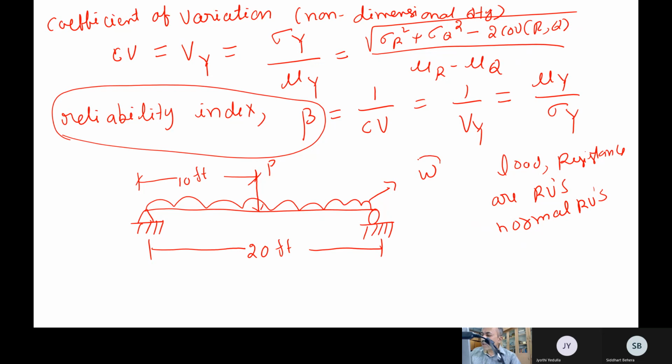So there are two types of loads. One is the UDL, the other one is the concentrated load. Both of them are random variables, and even the beam's resistance is also a random variable, and their mean values are like this. So W is the mean value of the UDL, and some units are there here.